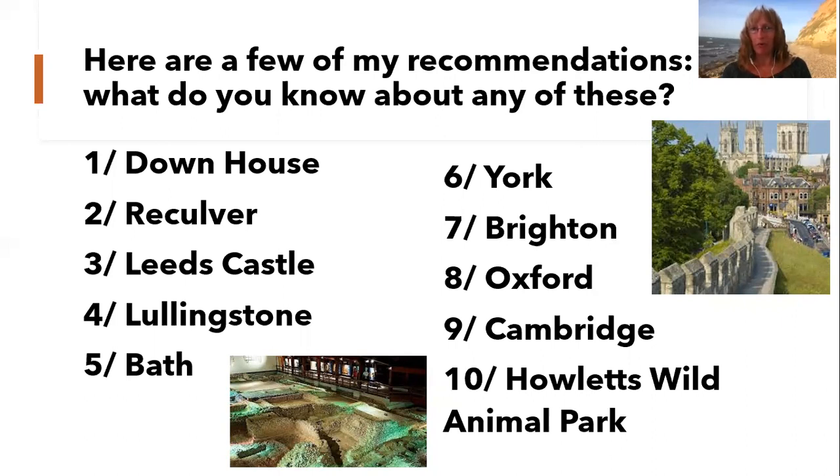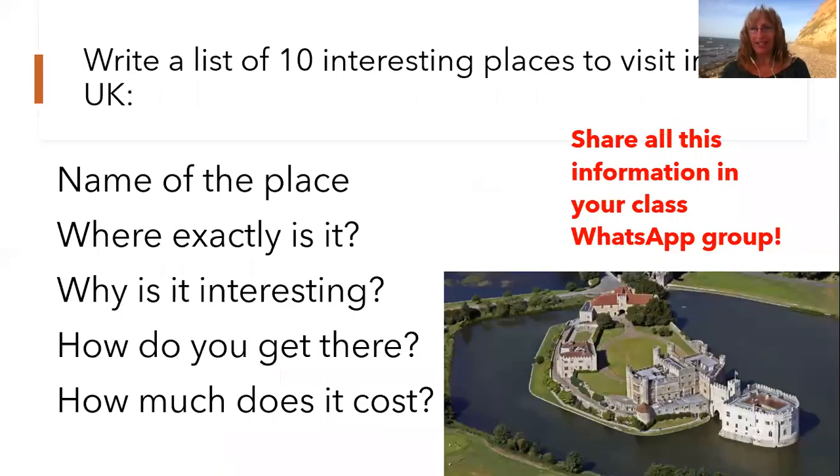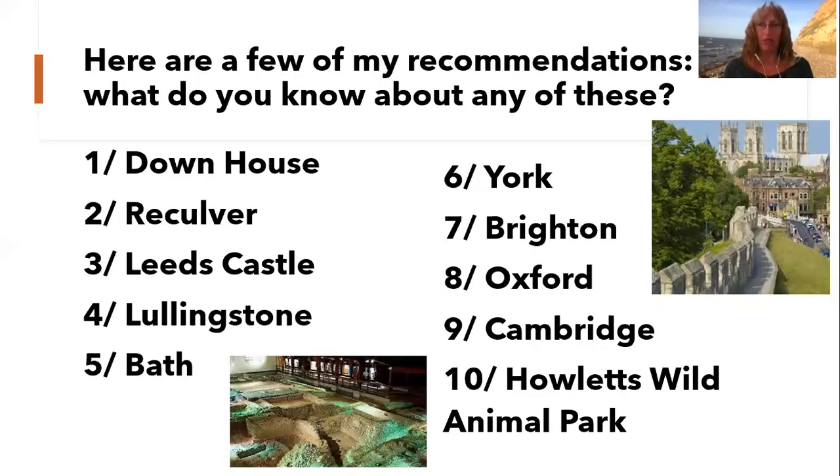And you have some more pictures of these here. The picture at the bottom is related to Lullingstone, number 4. The picture on the right is part of York, number 6. And if we go back, that picture, do you know what that is? That's Leeds Castle. And in my screen, in my little part, that is Reculver. Okay, so you've got pictures of 4 of them already.